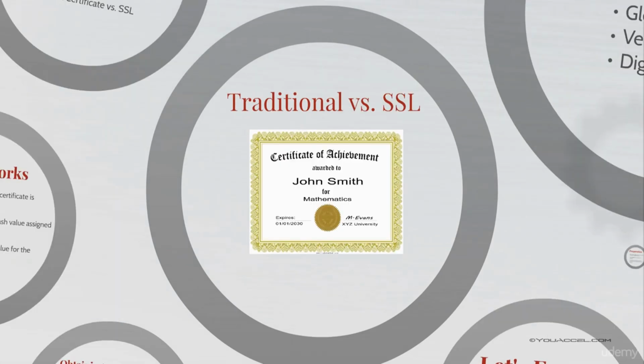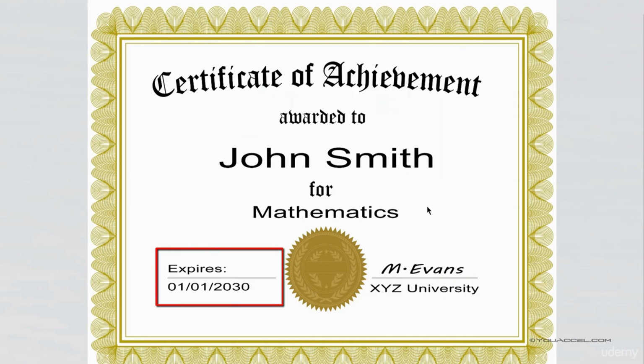Another similarity between our traditional and digital certificate is the validity date. Some schools require you to take periodic exams to renew your certificate. A digital certificate also requires renewal. Using the methods we teach in subsequent lectures, you can easily automate this renewal process. Keep in mind that an SSL certificate cannot be used past its expiry date if it is not renewed with the issuing authority.